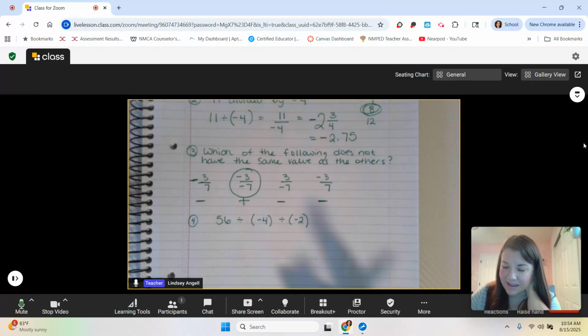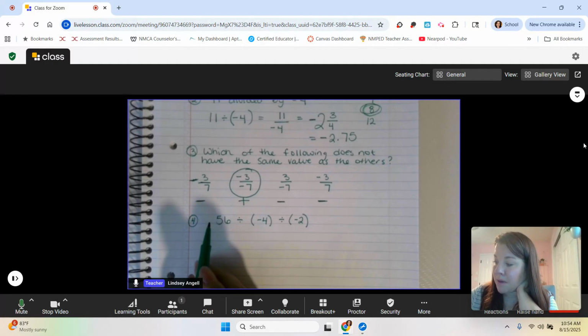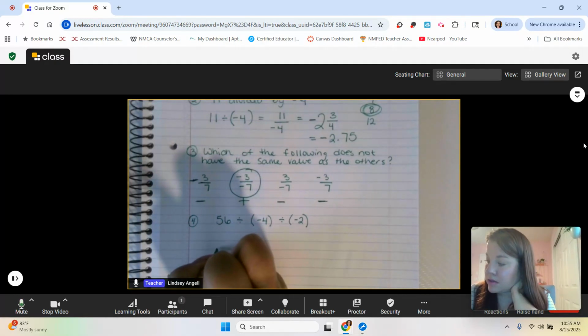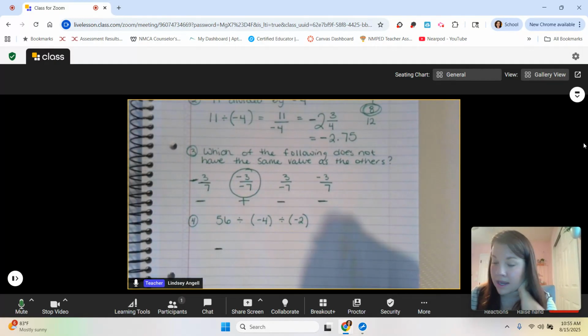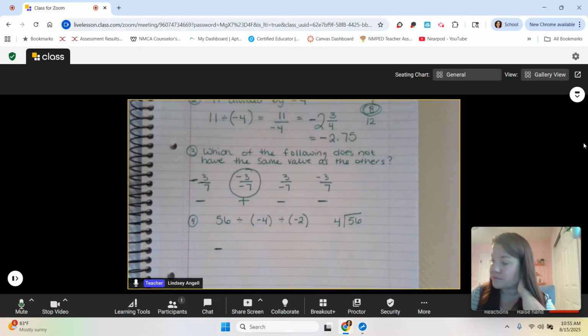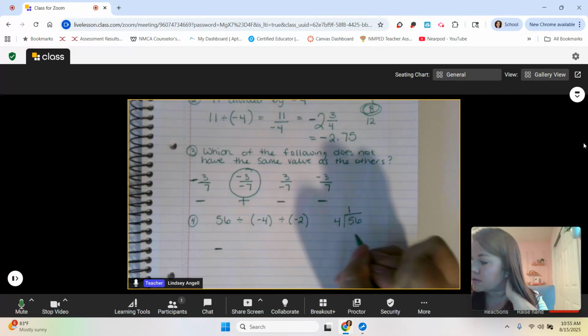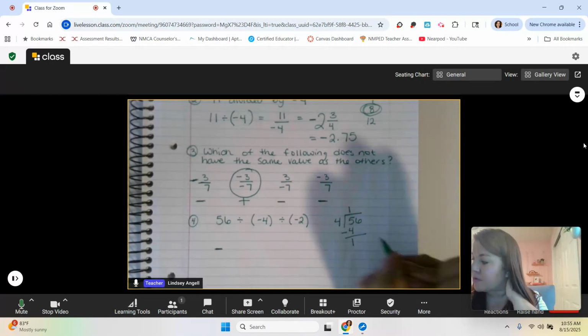You might be thinking like, I don't know. I have no idea what 56 divided by negative 4 is. Well, first I know that it is a positive divided by a negative. So I can go ahead and put a negative right there. And then, I don't know, let's just do it off to the side. 56 divided by 4. Okay, well, 4 goes into 5 one whole time. I used 4 out of the 5, so I have 1 left over.